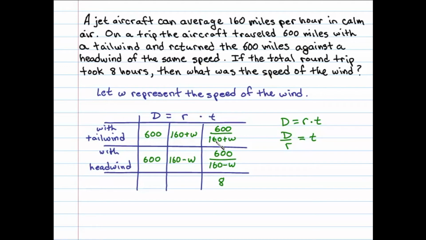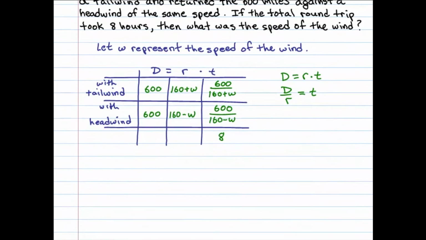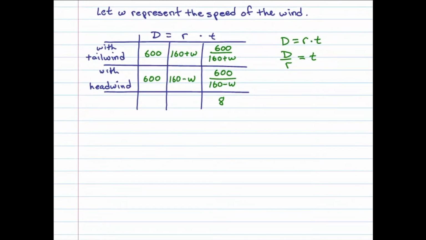Now it's this column here, this time column, that defines our setup. And so here we have the time traveling with the tailwind plus the time traveling with the headwind is equal to total of 8 hours. And this is our setup. To solve this rational equation, we begin by multiplying both sides by the LCD, which in this case is 160 plus W times 160 minus W.